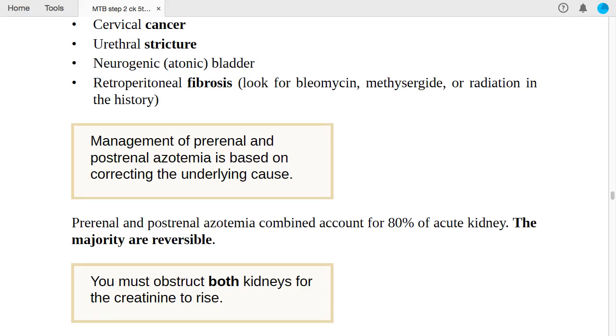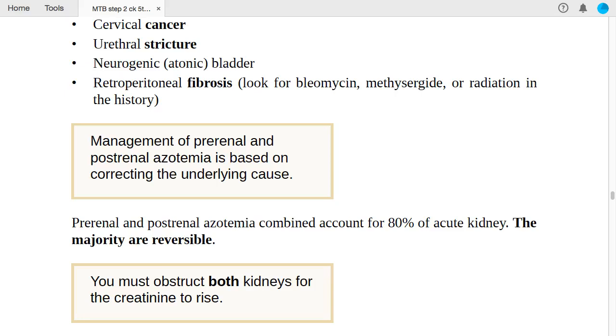We need to correct the underlying cause. That is the management goal for these patients, those who are having pre-renal and post-renal azotemia. Now, pre-renal and post-renal azotemia combined account for 80% of acute kidney injuries. So whether it's pre-renal or post-renal, both of them can account for 80% of acute kidney injuries.